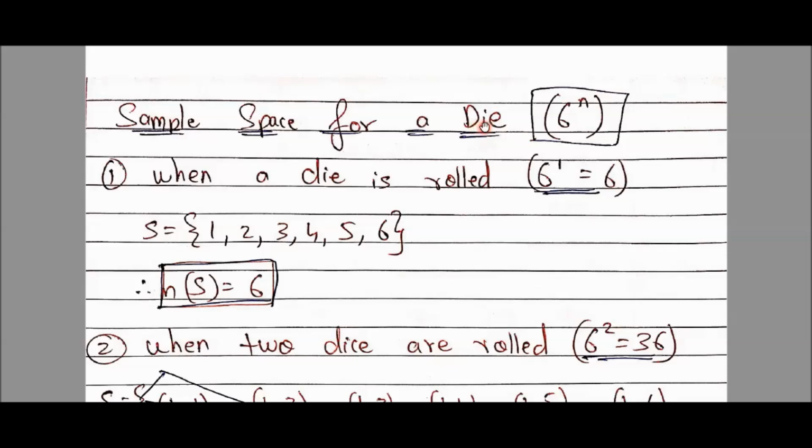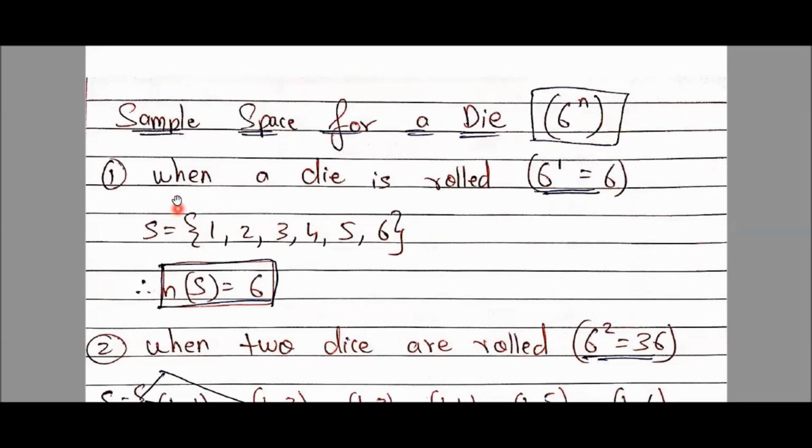Singular is die, plural is dice. This is my general formula: 6 raised to n. If one time a die is rolled, then here 1 will come, so 6 raised to 1. If two times dice are rolled, then 2 will come at the place of n, so 6 square it will become, and the answer will be 36.